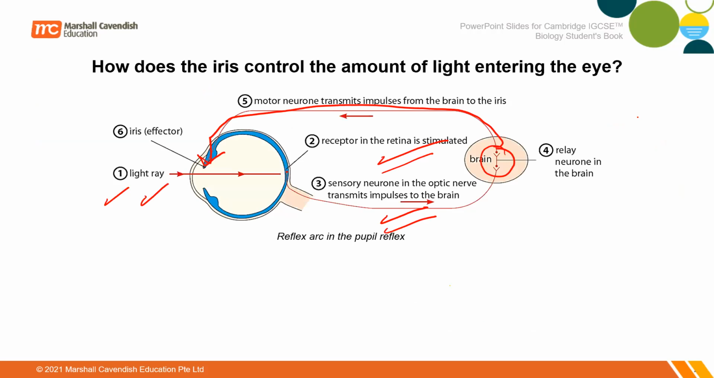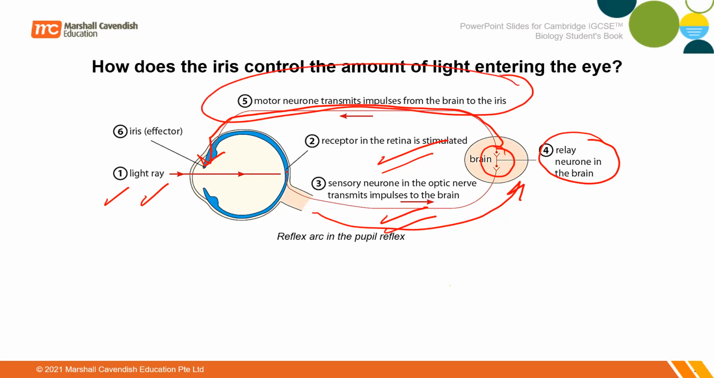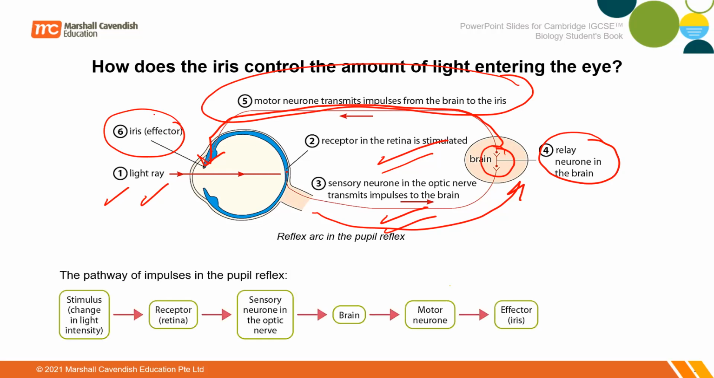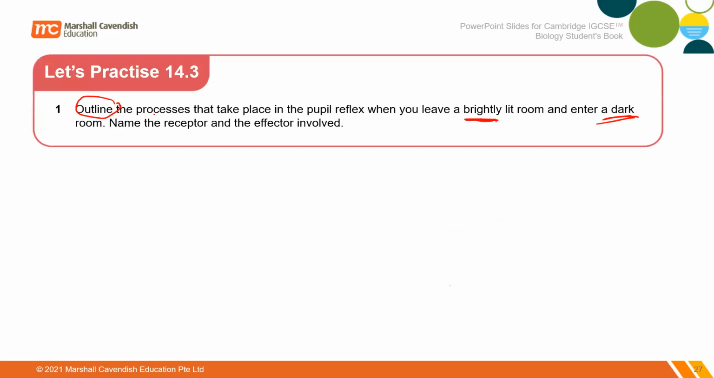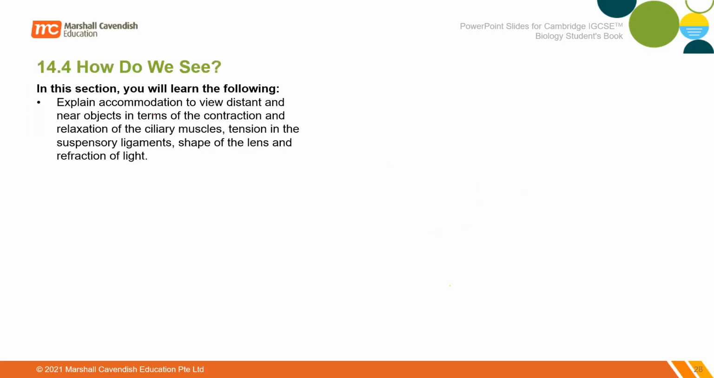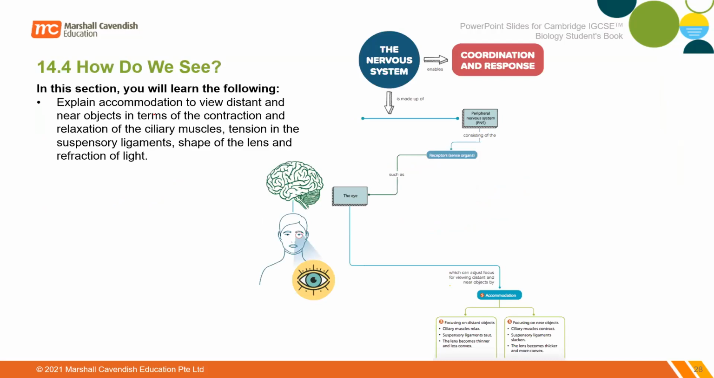What happens? The sensory neuron in the optic nerve transmits impulses to the brain. Yes, definitely transmits the impulses to the brain. In the brain we have the relay neurons. Okay. And the message will be delivered through the motor neuron to the effector in the iris in order to be either narrower or wider, constricted or dilated. On the question, definitely here it will be dilated because we want to see. Okay? This is not the eye accommodation.